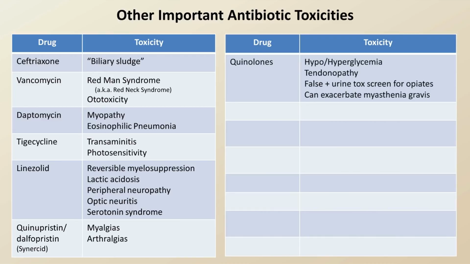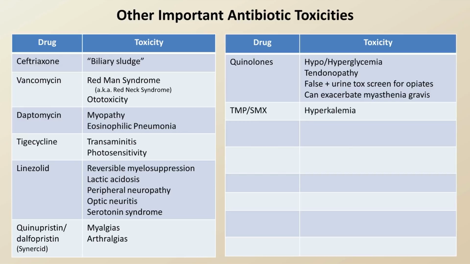Like linezolid, the quinolones have a number of seemingly random toxicities. In addition to QT prolongation, they can cause either hypo or hyperglycemia, tendinopathy, and a false positive urine tox screen for opiates. They can also exacerbate myasthenia gravis and are considered contraindicated in patients with that condition.